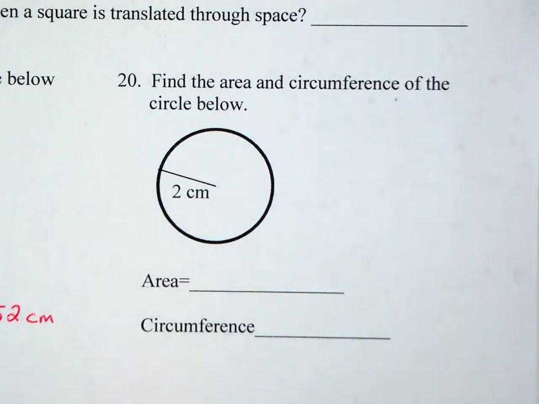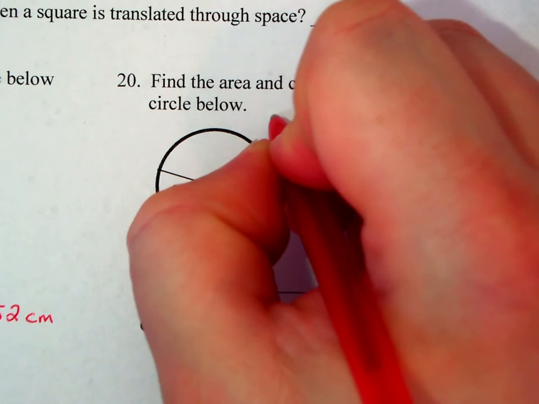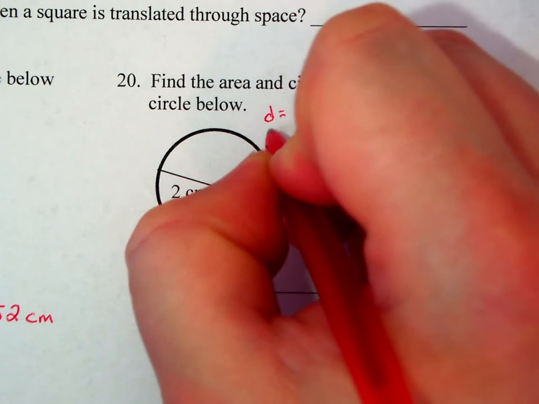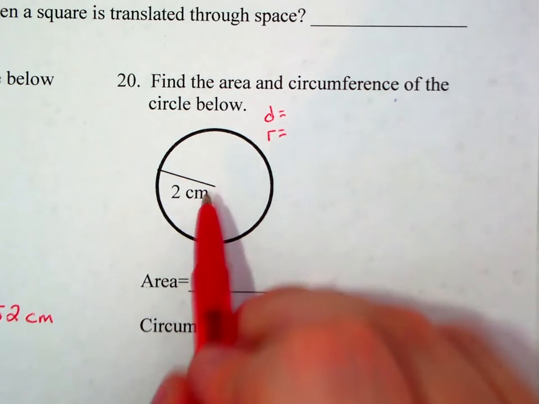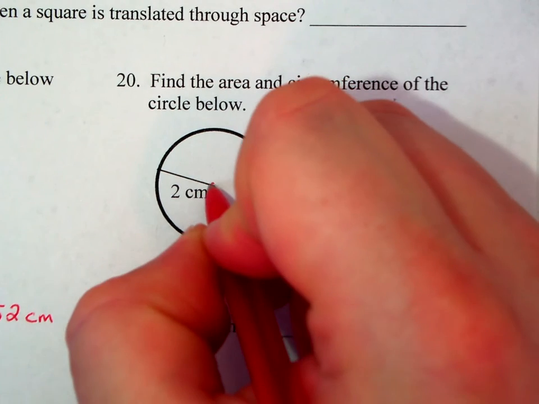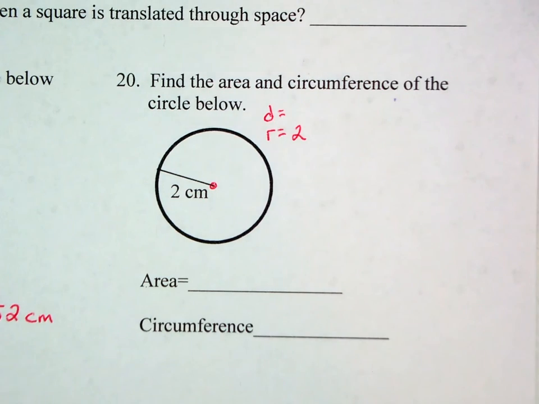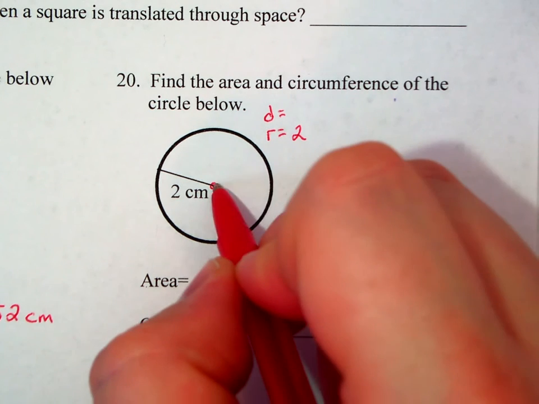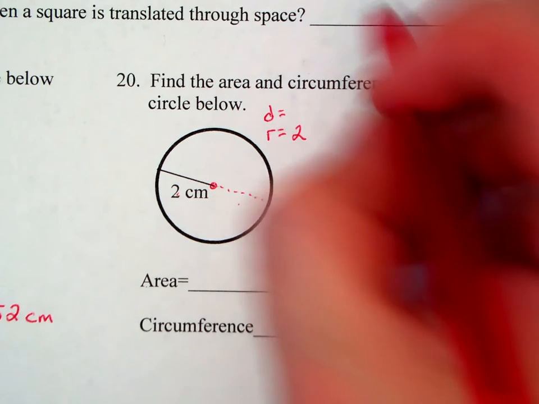Problem number 20. Find the area and circumference of the circle below. Again, I'm going to look for my diameter. I'm going to look for my radius. In this problem, I'm given a radius, the distance from the center of the circle to a side. So let's put that there. The diameter is the distance all the way across the circle. So if half of the circle is 2, the full circle would be 4.